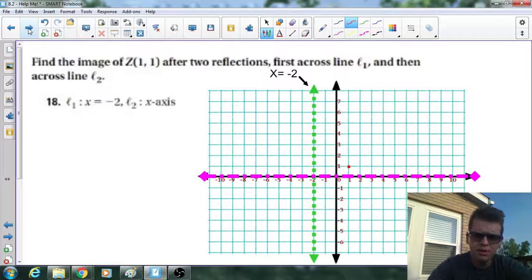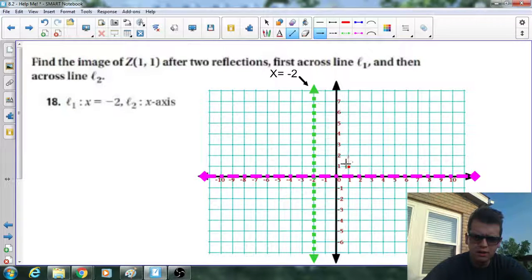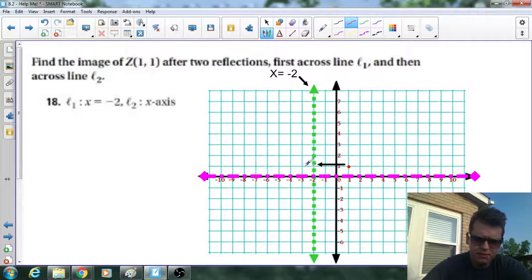Try 18 really quick if you haven't done this yet. We're going to reflect across the line x equals -2 and then reflect across the x-axis. So if I reflect across x equals -2, I want to ask myself how far away is my point now from that line? Well, it is 3 points away, so I'm going to go 3 on the other side, right there. So you can see that's a perfect reflection. They're both equidistant away from that line.